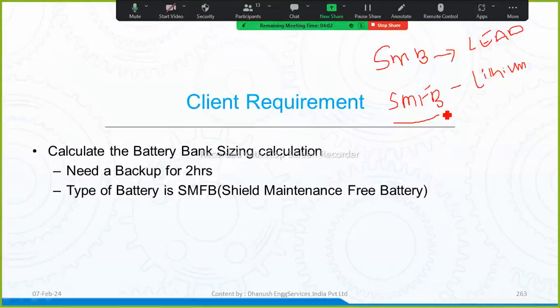So we need to know whichever one the client requires as per the requirement. I need a backup time of 2 hours, and here I've taken the type of battery as SMFB, sealed maintenance free battery.